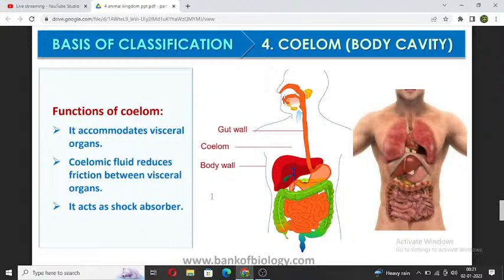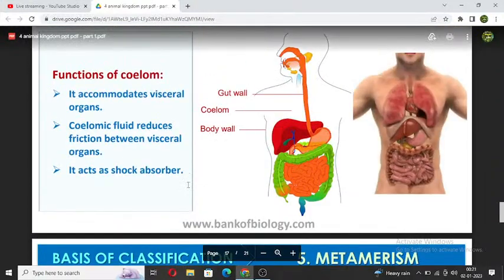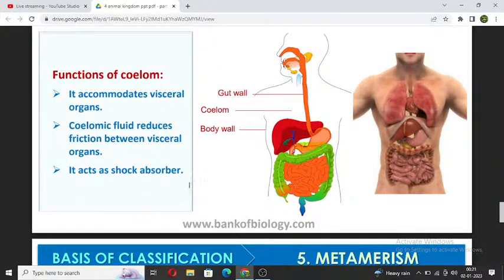Schizocoelomates are the organisms where the body cavity or coelom originates from the splitting of the mesoderm. Whereas in enterocoelom, the coelom is formed from the fusion of internal outgrowths of the archenteron. What is this archenteron? It pinches off and fuses to form the coelom lined by the mesoderm. Where do you see enterocoelomates? All the chordates come under enterocoelom. Schizocoelomates are the animals that are annelids, arthropods and mollusks. They have schizocoelom.